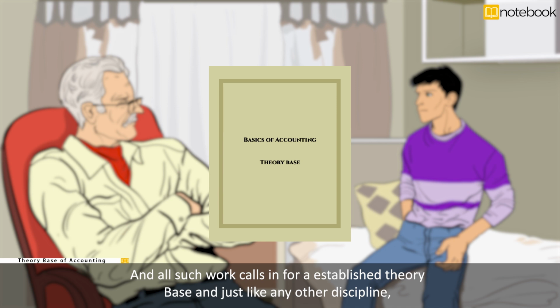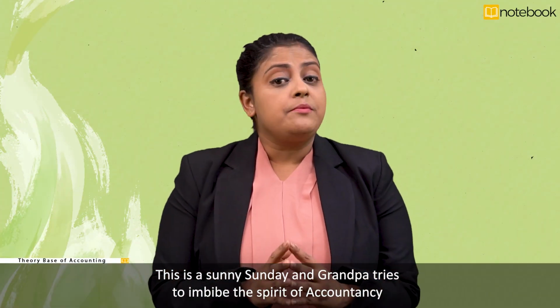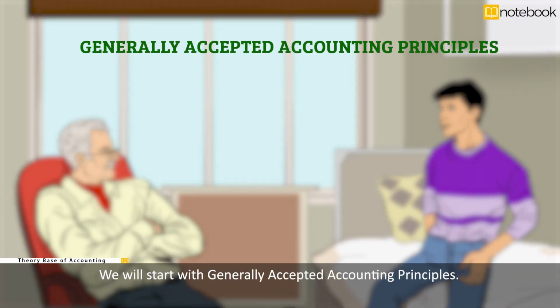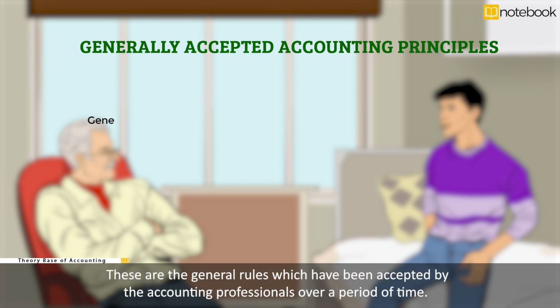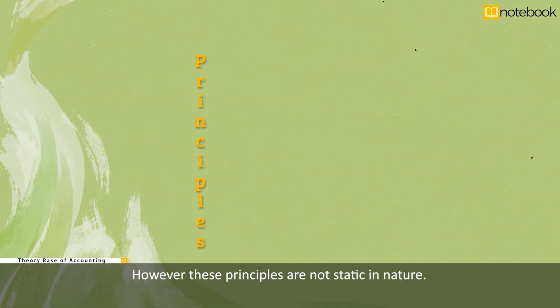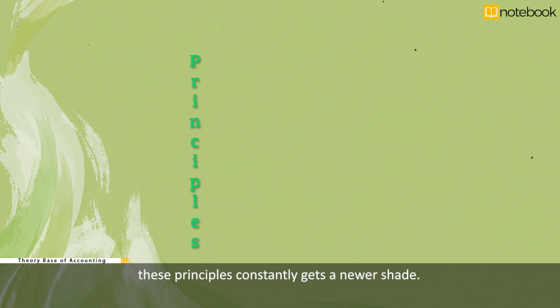And just like any other discipline, a rock-solid theory base helps to strengthen the process of accountancy and its enhanced usage to the users. This is a sunny Sunday, and Grandpa tries to imbibe the spirit of accountancy. We will start with Generally Accepted Accounting Principles, that is GAAP. These are the general rules which have been accepted by the accounting professionals over a period of time. However, these principles are not static in nature. Over a period of time, with changes in legal, social and economic environment, and also with the changing needs of end users, these principles constantly get a newer shade.